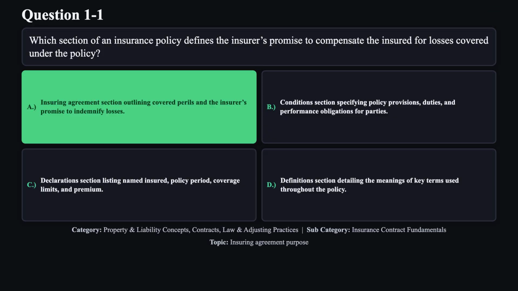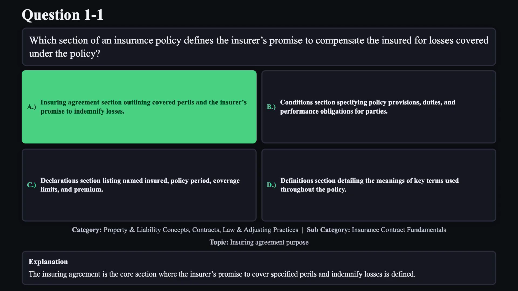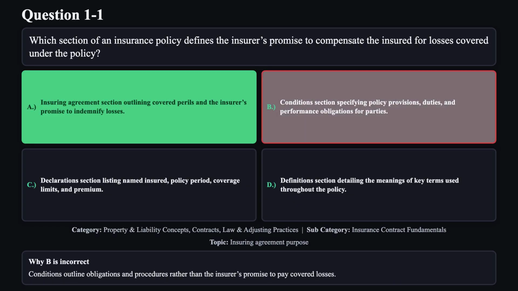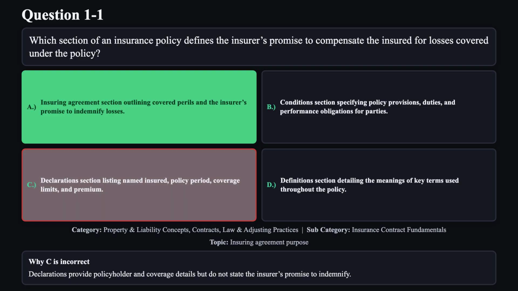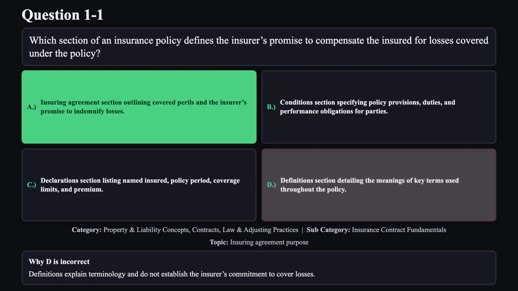The correct answer is A. The insuring agreement is the core section where the insurer's promise to cover specified perils and indemnify losses is defined. Reason B is not correct. Conditions outline obligations and procedures rather than the insurer's promise to pay covered losses. Reason C is not correct. Declarations provide policyholder and coverage details but do not state the insurer's promise to indemnify. Reason D is not correct. Definitions explain terminology and do not establish the insurer's commitment to cover losses.